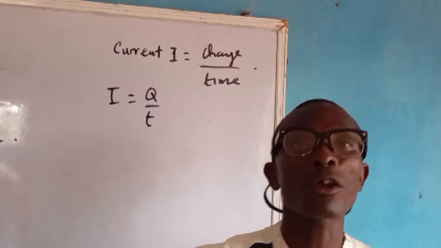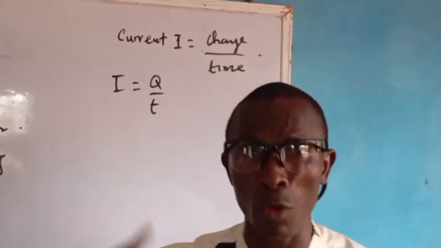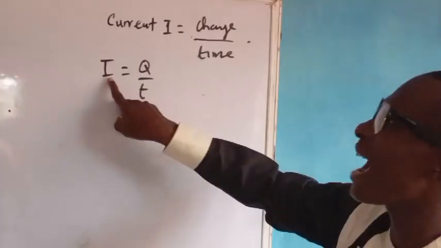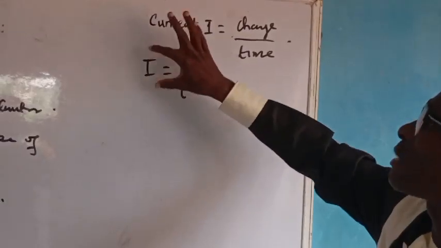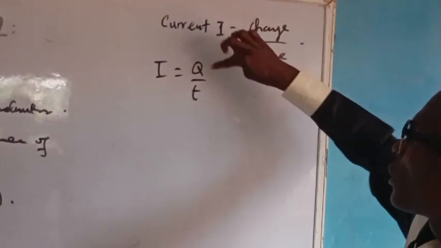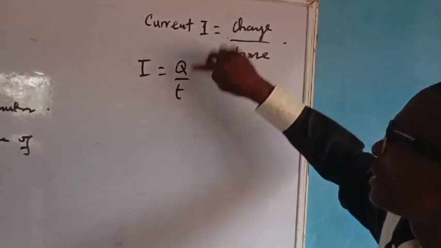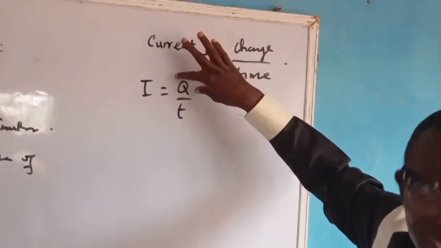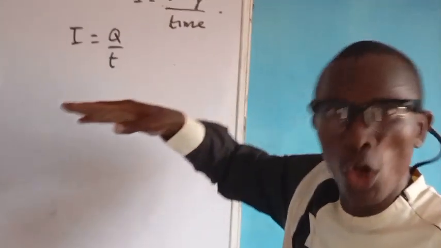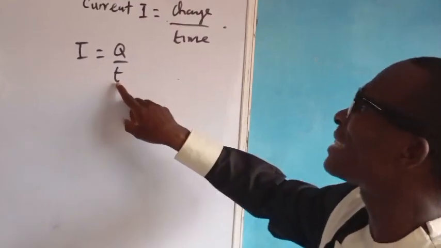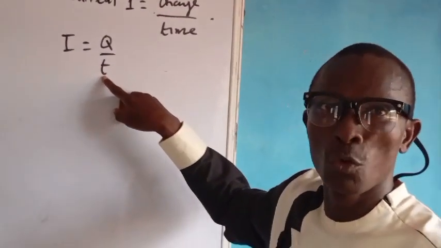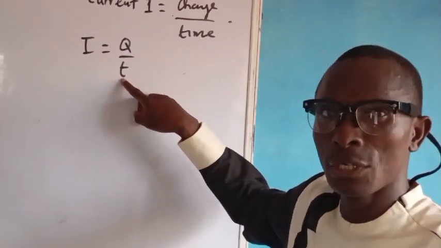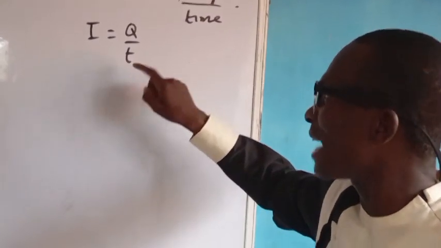According to the quantization of charge, in this case, we have the I here, which stands for the current. The Q there stands for the quantity of electricity or charge passing through the conductor, while t is the time, the duration.